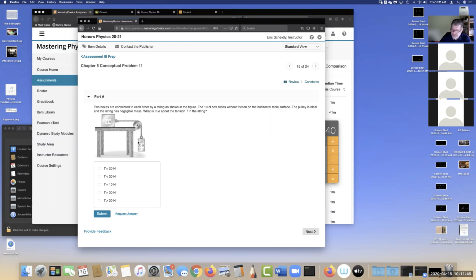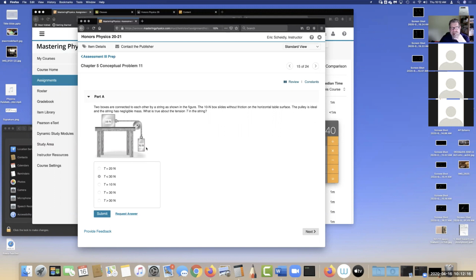But I'm just trying to reason it out. So this 30 Newton weight is going to accelerate downward, which means the tension force has to be less than 30 Newtons. So it's a negative acceleration, unless I choose that direction to be positive. We have a little bit more flexibility here with how we choose our coordinate system. If I choose downward to be positive, then it would be a positive acceleration.